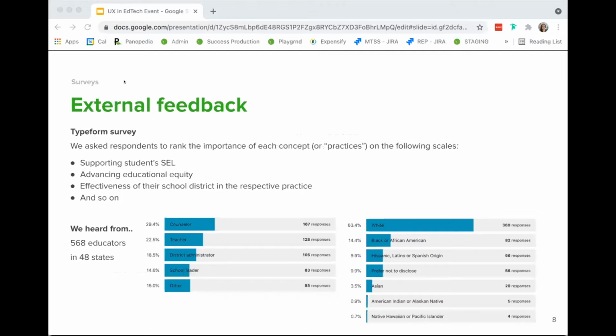We also sent out a survey externally. This survey went out to educators, and we heard from 568 educators in 48 states. You can see a little bit of the breakdown of demographics as well as role. We heard from a really diverse group: counselors, teachers, district admins, school leaders, etc. Similarly, we asked respondents to rank the importance of all of the concepts, which we framed as practices, since they aren't in the same product framework as we are. We asked them to rank them on similar scales, such as how they support students' social emotional learning, advance educational equity, etc.